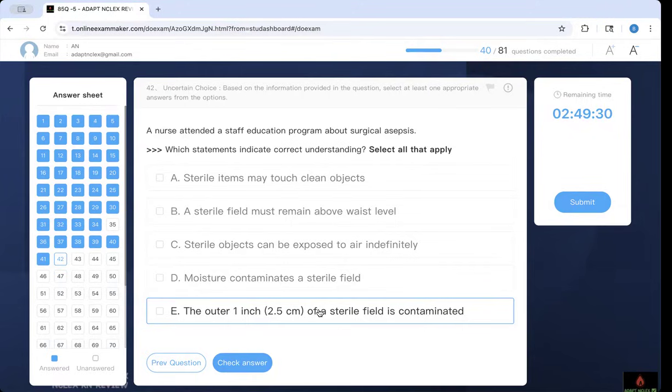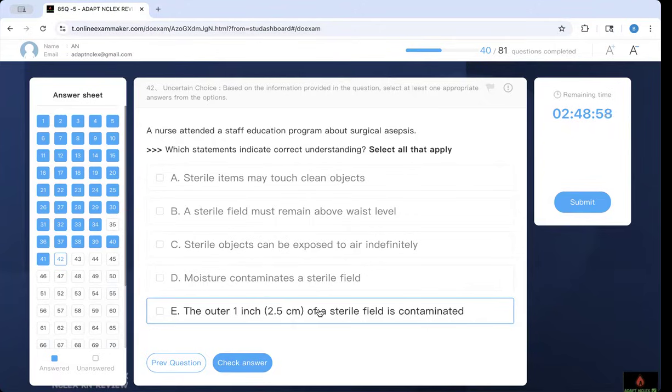Sterile item may touch each clean object. Do you think you can have a sterile object touching a clean object? Is that possible? A sterile field must remain above your waist. You see the question we saw before, select or apply? Yes, this is application. Sterile object can be exposed to air indefinitely, and moisture contaminates a sterile field. Is that true? The outer 1 inch or 2.5 cm of the sterile field is contaminated.